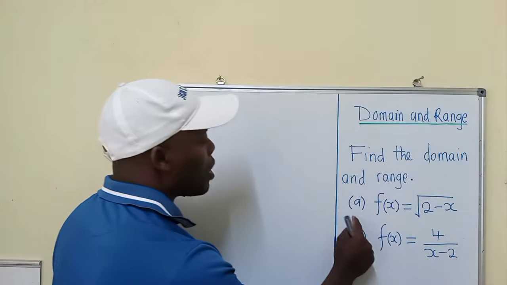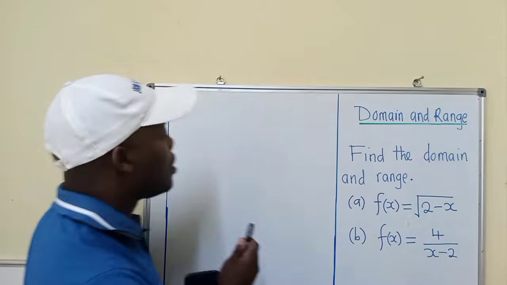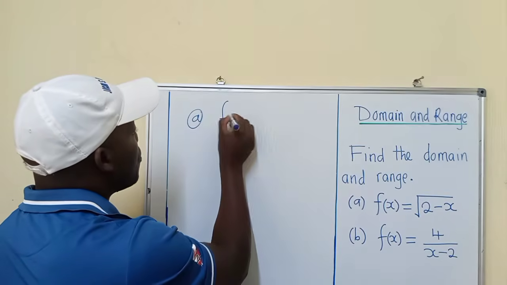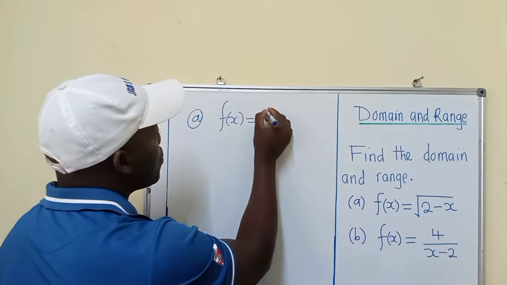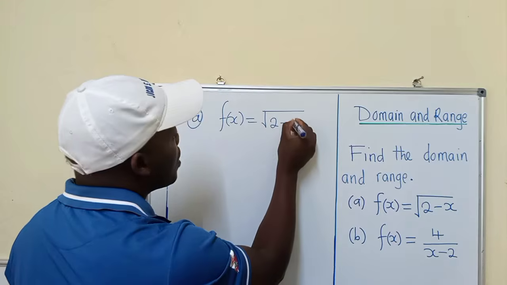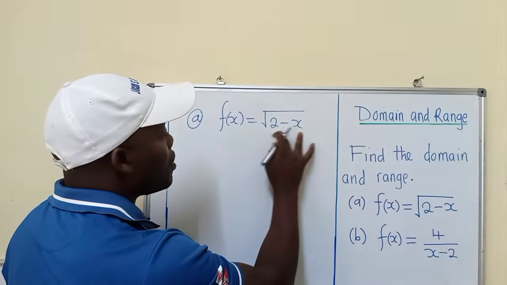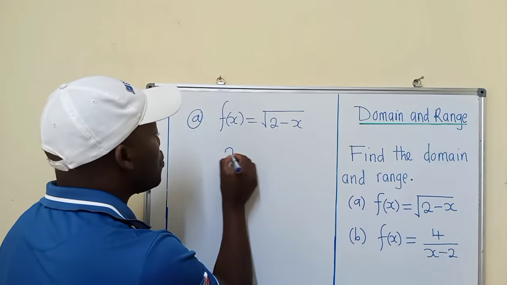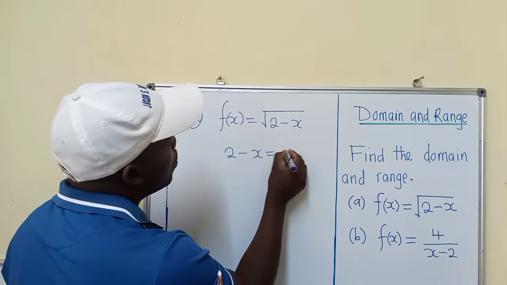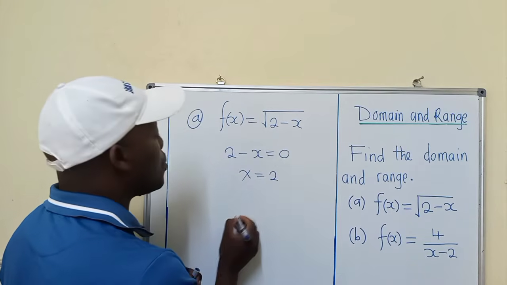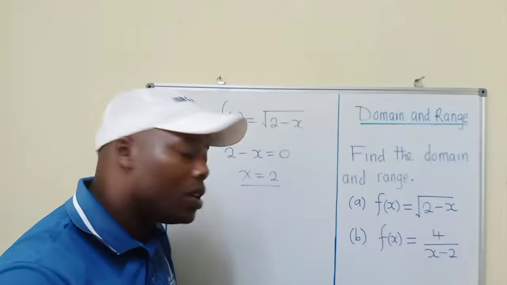Okay, so we have been asked to find the domain and the range. So let's get A. Our A is right here. f(x) is equal to the square root of 2 minus x. To find the domain here, we'll simply get what is inside the root. We shall say 2 minus x is equal to 0. So for x, you find that our x will be equal to 2. So the x value here is equal to 2.